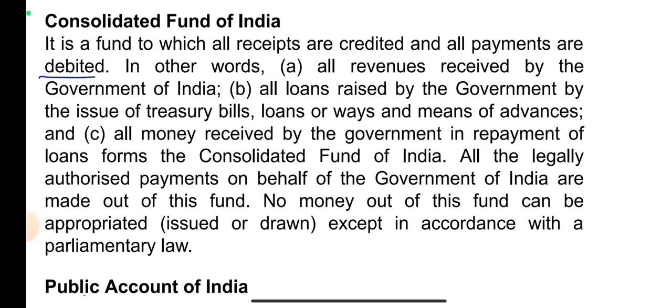In other words, all revenues received by the government of India, all loans raised by the government by the issue of treasury bills, loans or ways and means advances, and all money received by the government in repayment of loans form the Consolidated Fund of India. All the legally authorized payments on behalf of the government of India are made out of this fund. No money out of this fund can be appropriated, issued or drawn except in accordance with a parliamentary law.